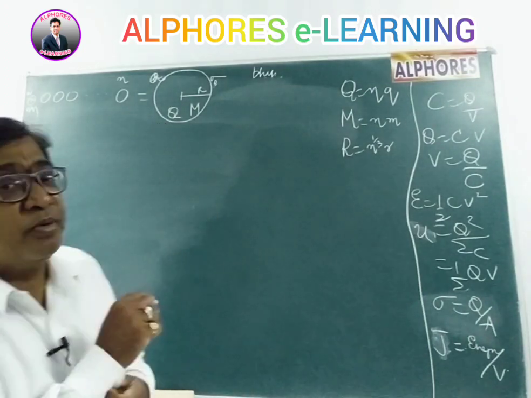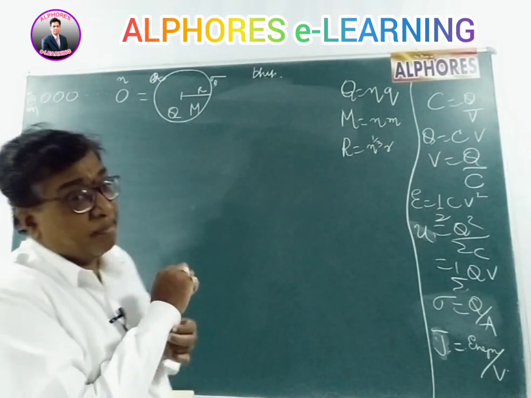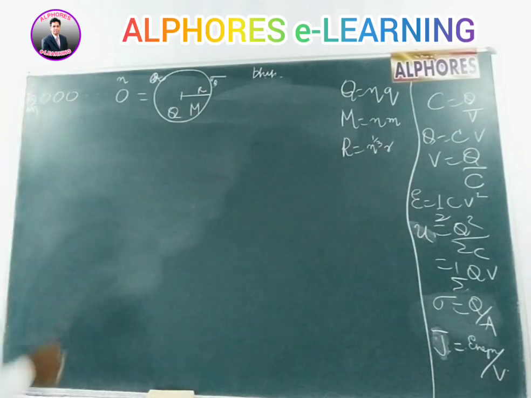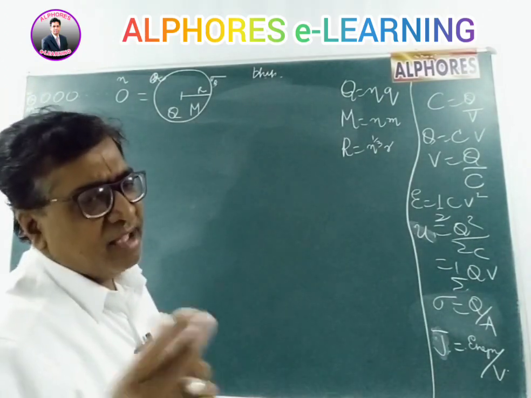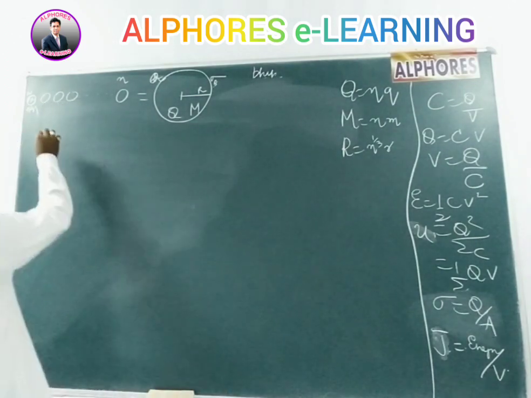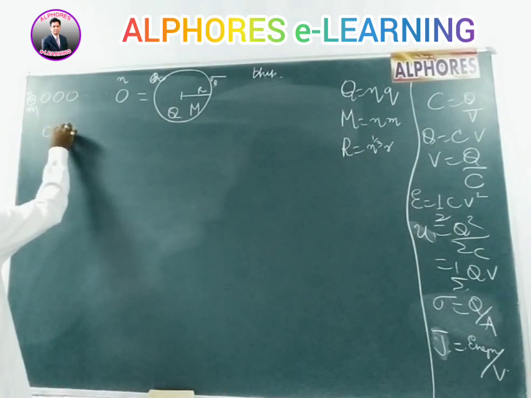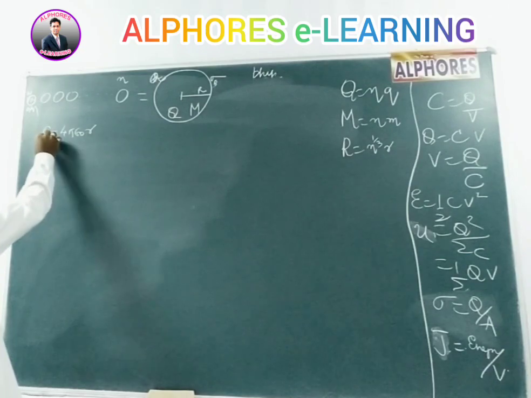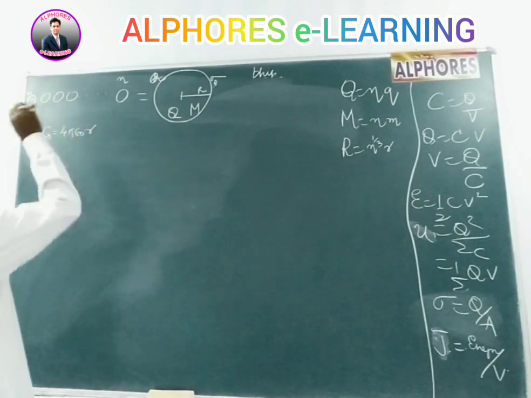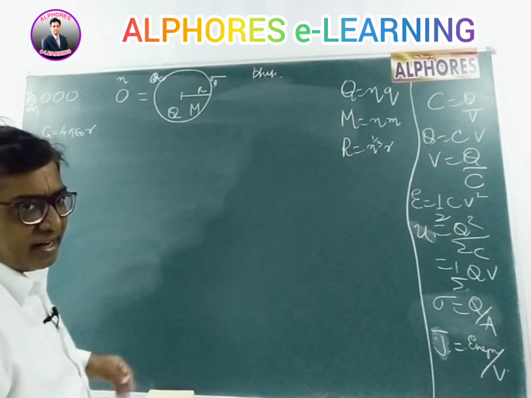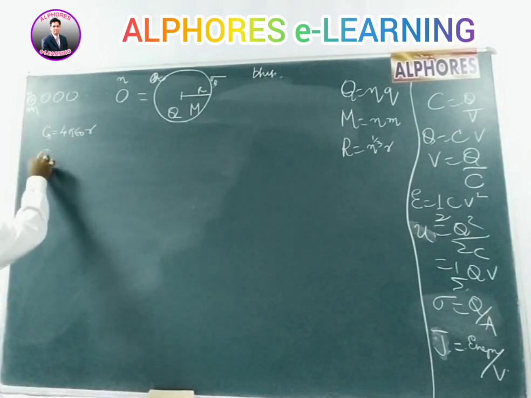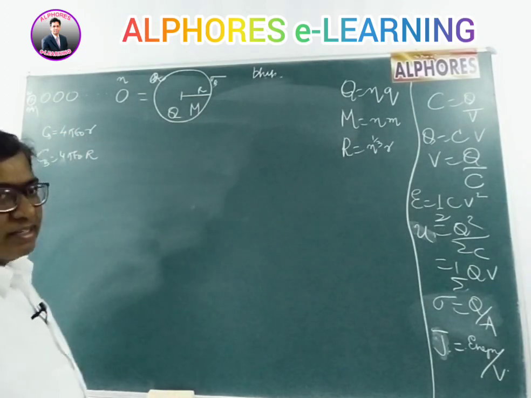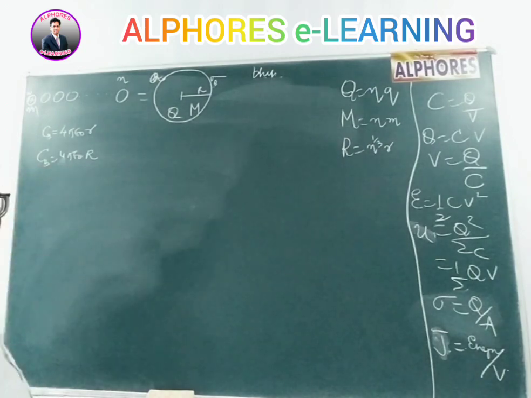He will be asking to find out the capacity of the liquid drop. Well, I can consider each liquid drop as a sphere. Then the capacity of the sphere is 4 pi epsilon naught times the radius. For the smaller drop, the capacity is 4 pi epsilon naught small r. For the bigger drop, the capacity is 4 pi epsilon naught capital R.